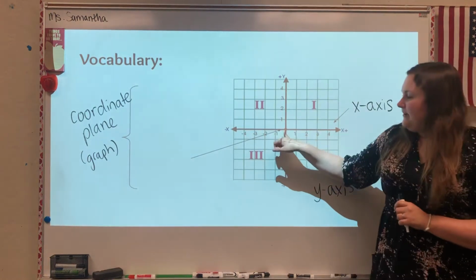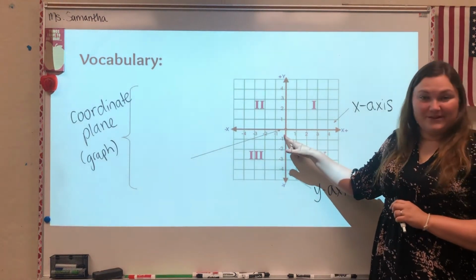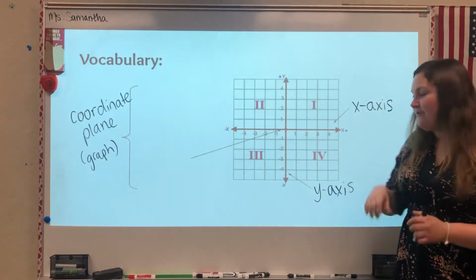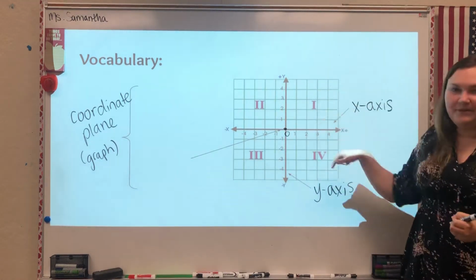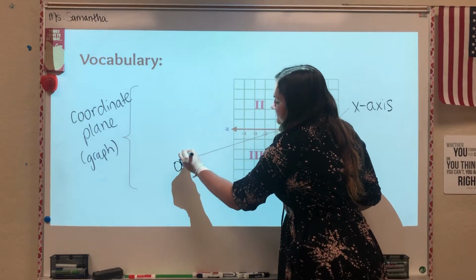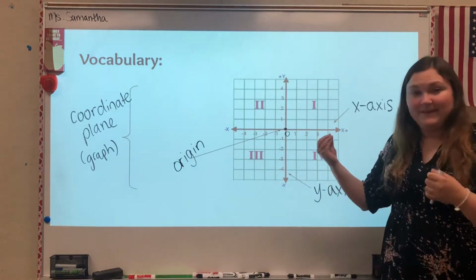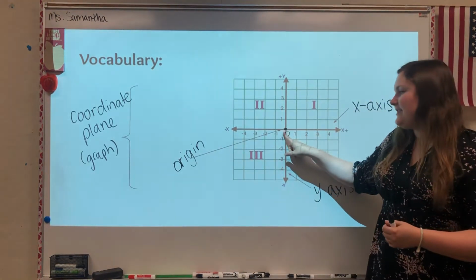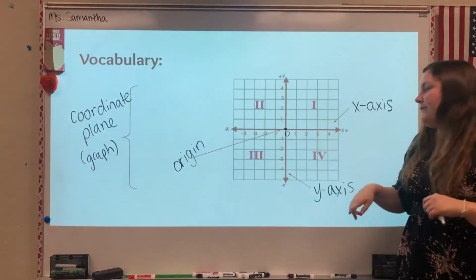Right here in the middle, where those two number lines intersect, there's no number written. Do you know what number would be there? Well, between -1 and 1 is 0. So that point right there at 0 on both number lines, we call that point the origin. Origin is like a fancy word for the beginning. This coordinate plane, this graph, begins here at 0. And these arrows mean it goes forever in all four of those directions.